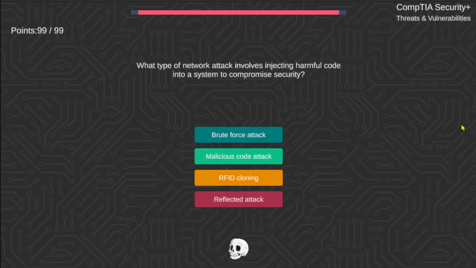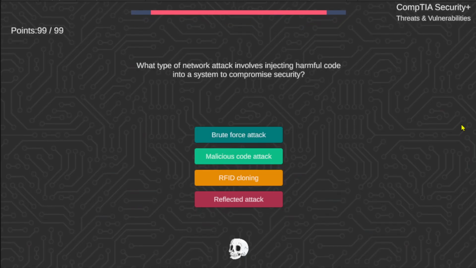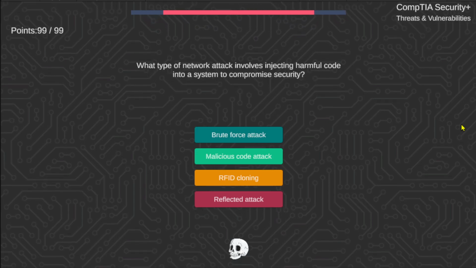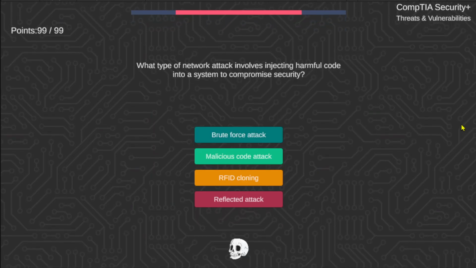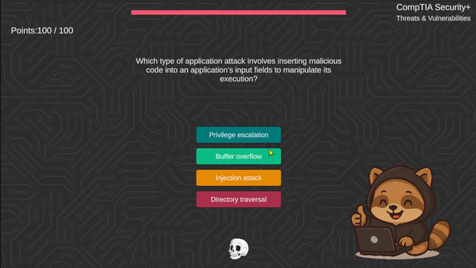Which type of network attack involves injecting harmful code into a system to compromise security? Brute force attack, malicious code attack, RFID cloning, or a reflected attack? Injecting harmful code into a system to compromise security. Correct answer is a malicious code attack.